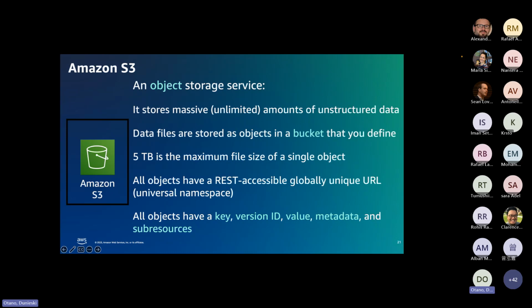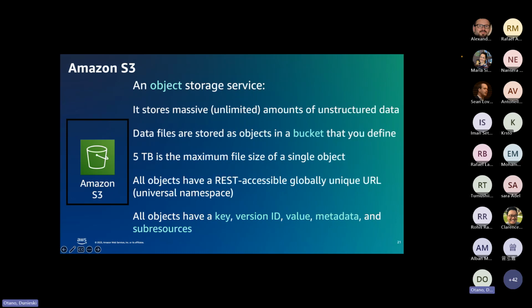Now, objects also include a version ID. So each object has a version ID. So in a bucket, a key and a version ID uniquely identify the object. You will learn more about versioning later in another slide, right?